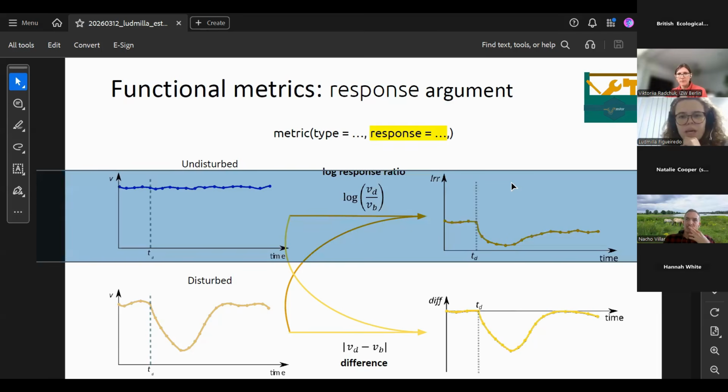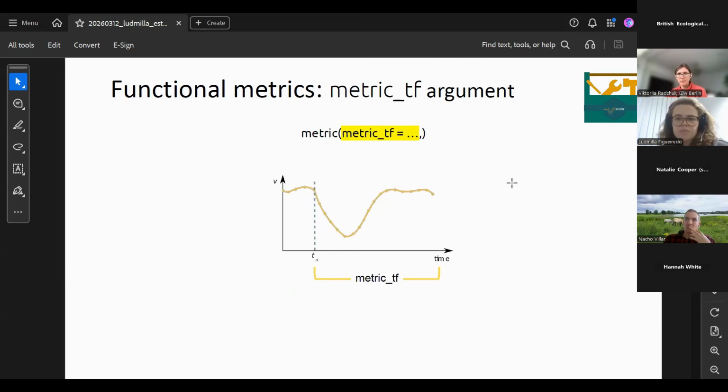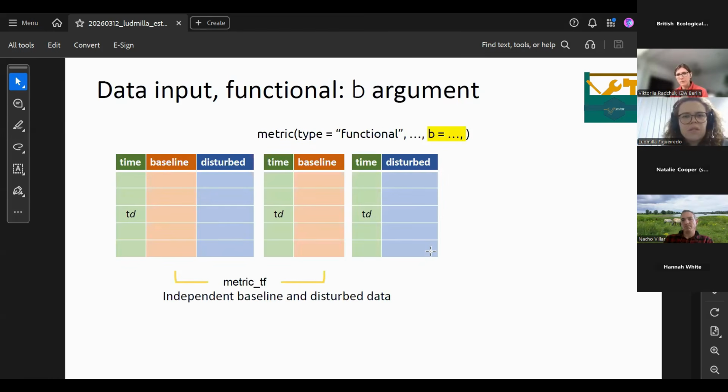Finally, we have another common argument, and this is the metric time frame, which is basically: where in your data do you want to measure all these metrics? Because you can imagine your data might contain data from before your disturbance, but then you define, okay, this is the time reference where it's relevant to measure my stability, and this is also an argument that appears for all of the functions.